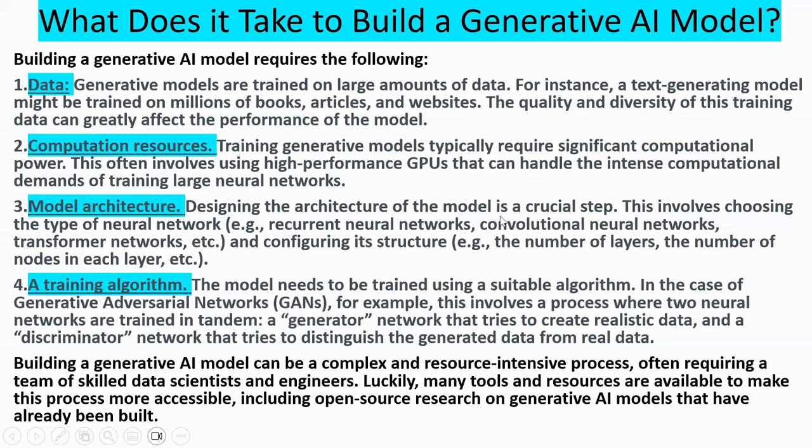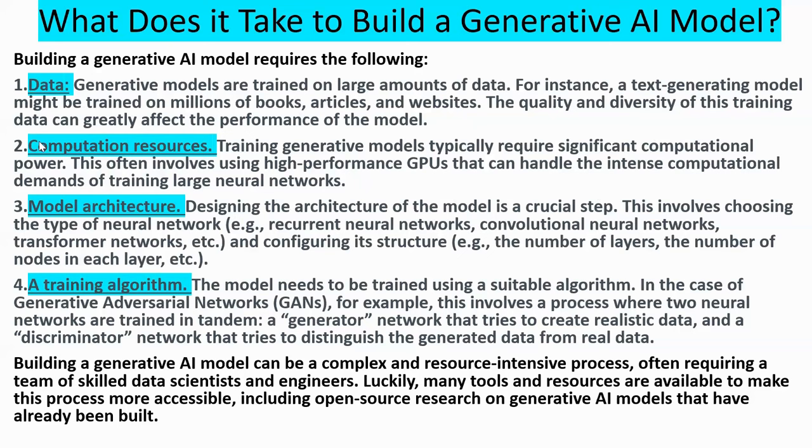When we build a Gen AI model, first we take data. In machine learning we train the data, but here we don't train the data, we use pre-trained data. So, data, computation, resources: generative models are trained on a large amount of data. For instance, text generating models might be trained on millions of books, articles, websites. The quality and diversity of the training data can greatly affect the performance of the model.